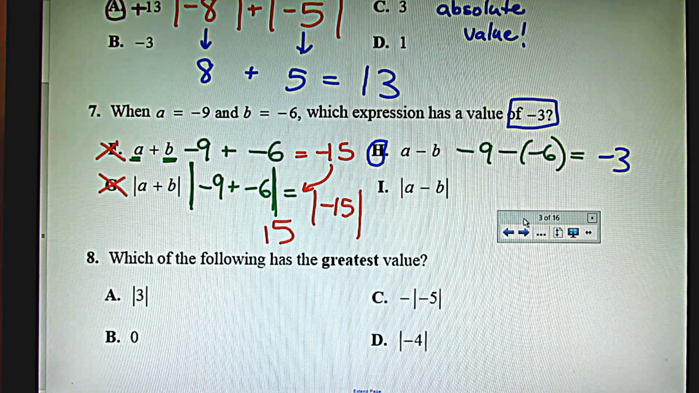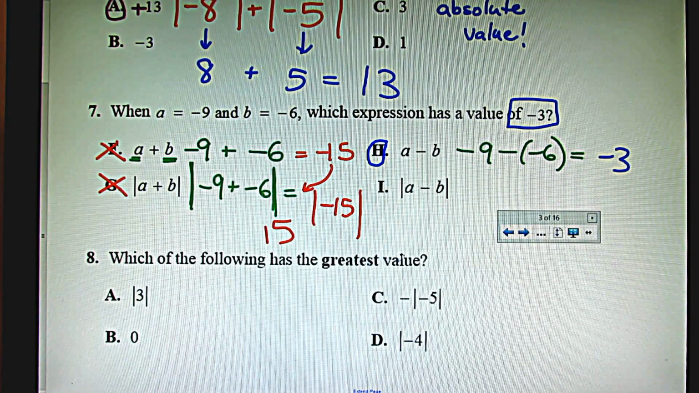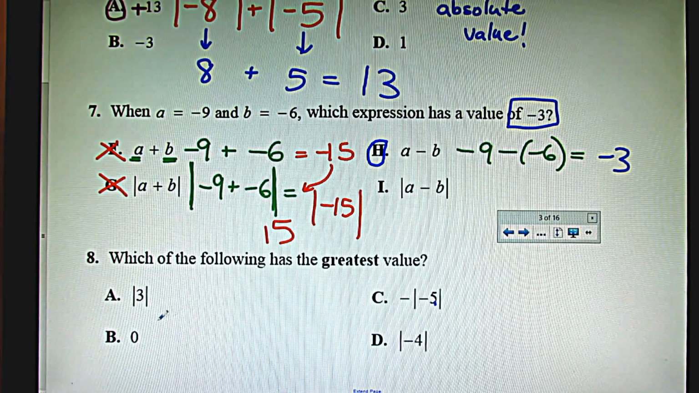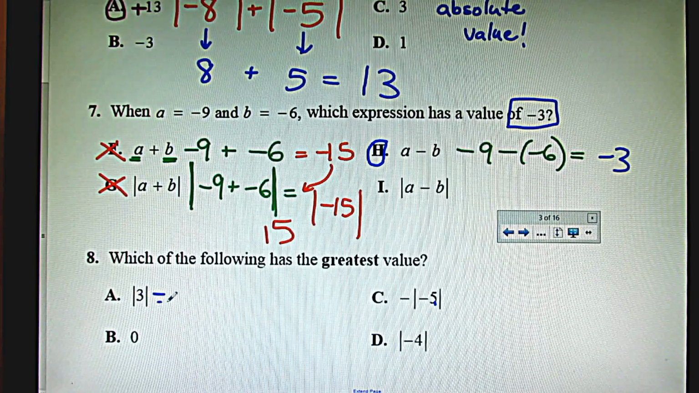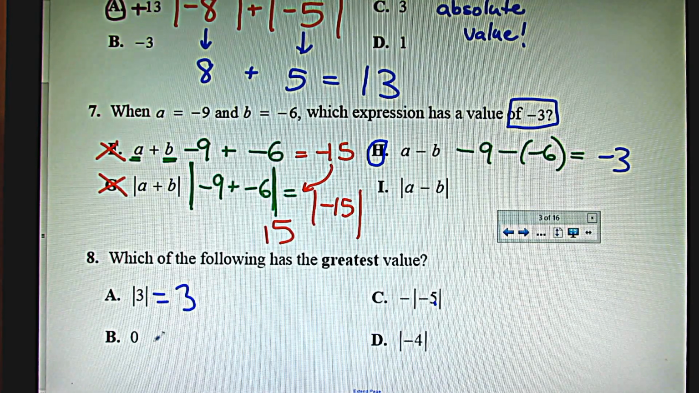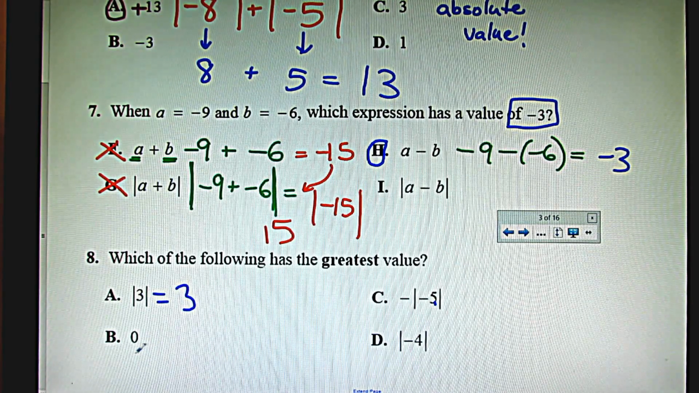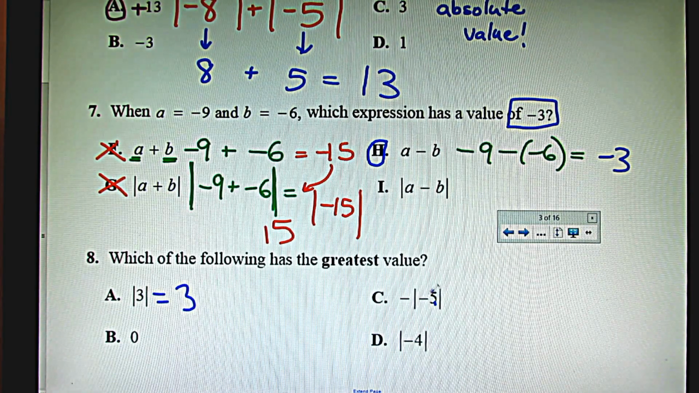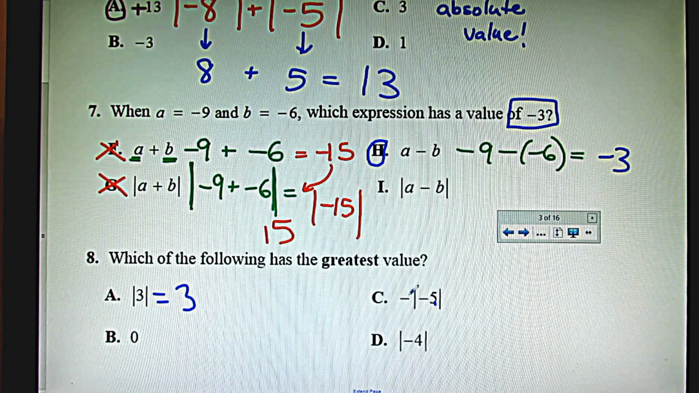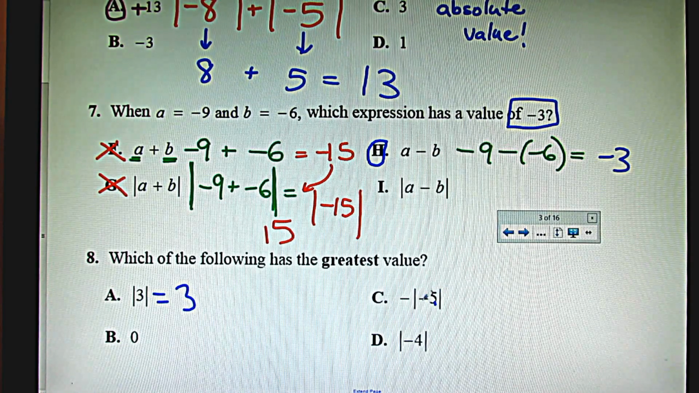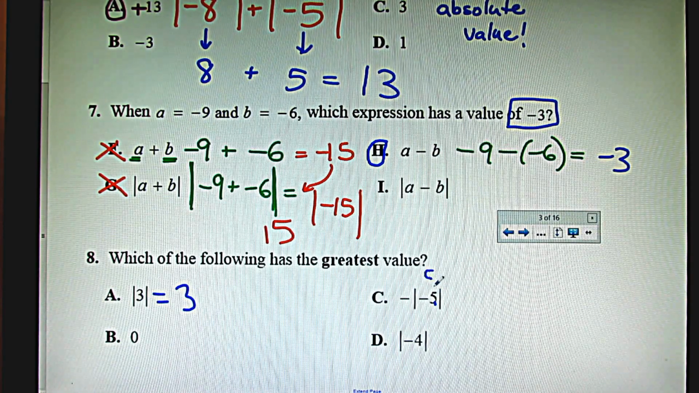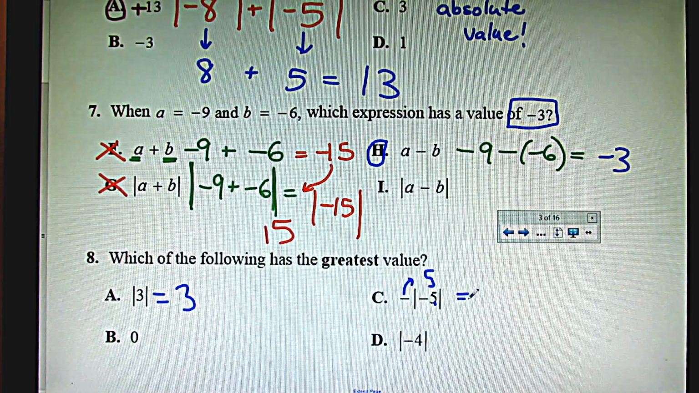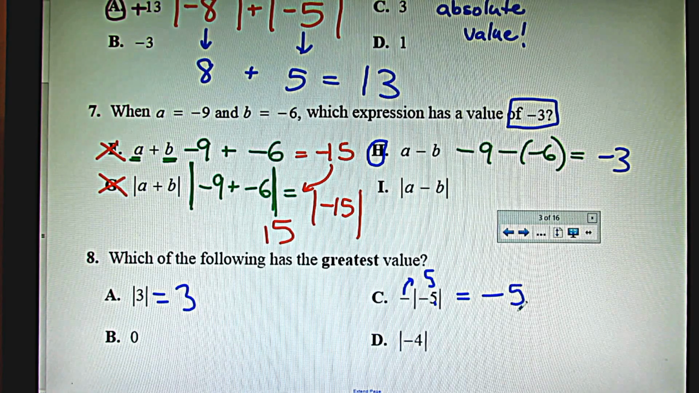Another question about greatest value. Number 8, which of the following has the greatest value? Again, I can't tell right now because I have all these absolute values. The absolute value of 3, well, that's just 3. 0 doesn't really change because I have no absolute values. The absolute value of negative 5 with a negative sign in front: just the absolute value of negative 5 would get you 5, but then that negative sign stays with it. So this is actually equal to negative 5.